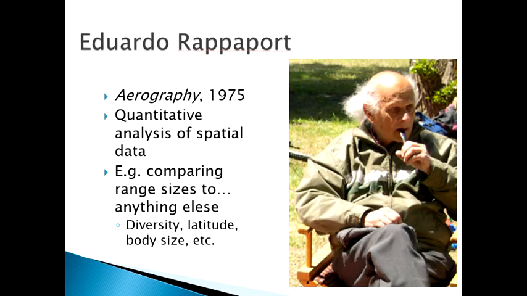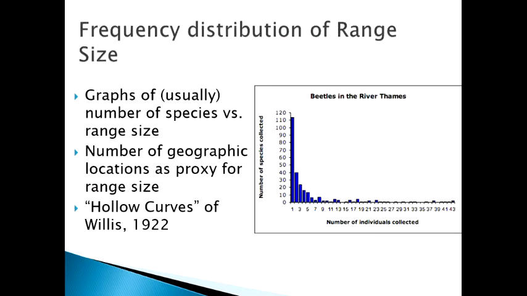All of this type of stuff influenced, years ago, this fellow named Eduardo Rappaport. He wrote the book called Aerography, and he was one of the first to do this type of work. He compared the size of range to just about everything else that he could: diversity, latitude, body size, etc. And he made a whole bunch of graphs wherein range size was graphed against these different factors.